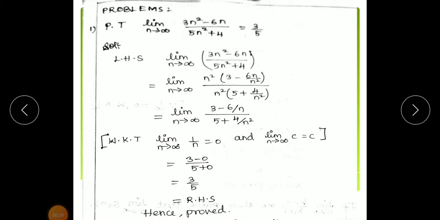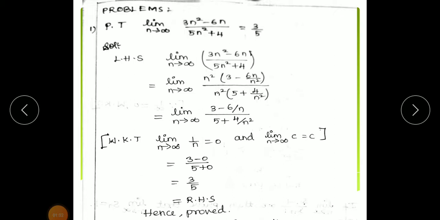equals 3 by 5. So we are taking the LHS and we are going to prove the right hand side. So the left hand side is limit n tends to infinity of (3n squared minus 6n) divided by (5n squared plus 4). Before applying the limit, first we have to take n squared as common in the numerator as well as the denominator. So taking n squared common, the numerator is 3 minus 6n by n squared, and the denominator is 5 plus 4 by n squared. Then n squared gets cancelled, keeping the remaining terms as they are.